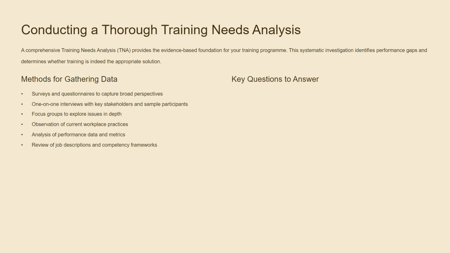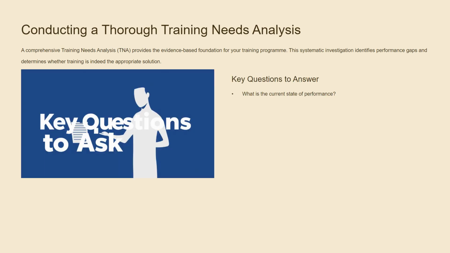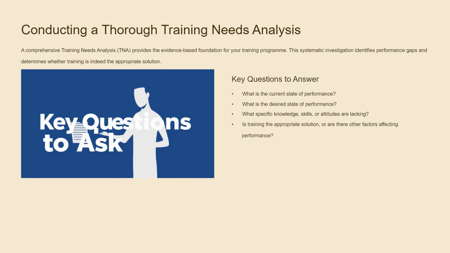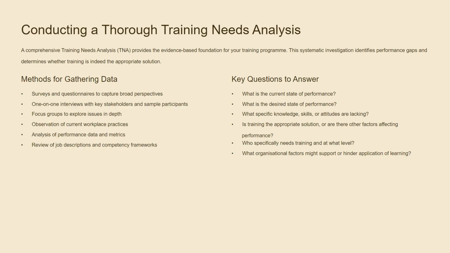Key questions to answer. What is the current state of performance? What is the desired state of performance? What specific knowledge, skills, or attitudes are lacking? Is training the appropriate solution, or are there other factors affecting performance? Who specifically needs training and at what level? What organizational factors might support or hinder application of learning?